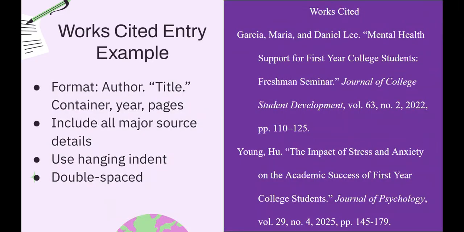Each one of your works cited citations should include all of the information that a reader needs to find it on their own. This often includes the authors, the article title in quotation marks, the journal title italicized, the volume number, issue number, year, and finally, page numbers. Check out the examples on the right side of this slide.